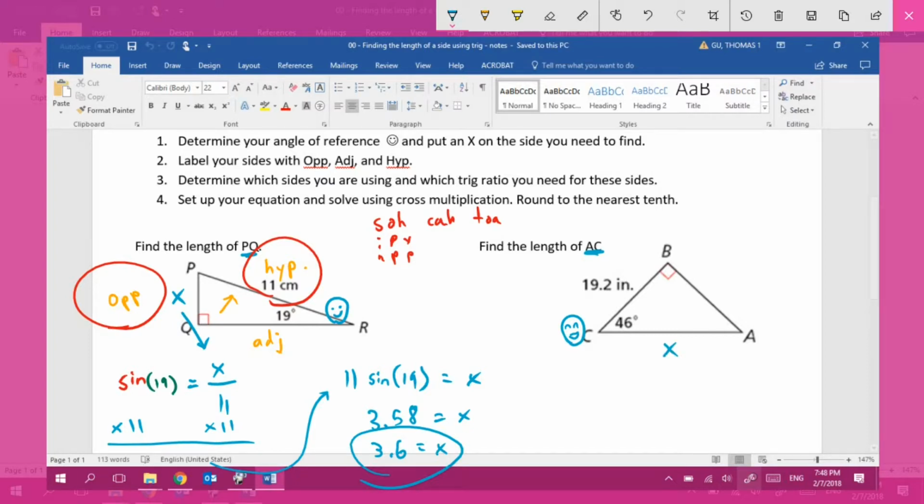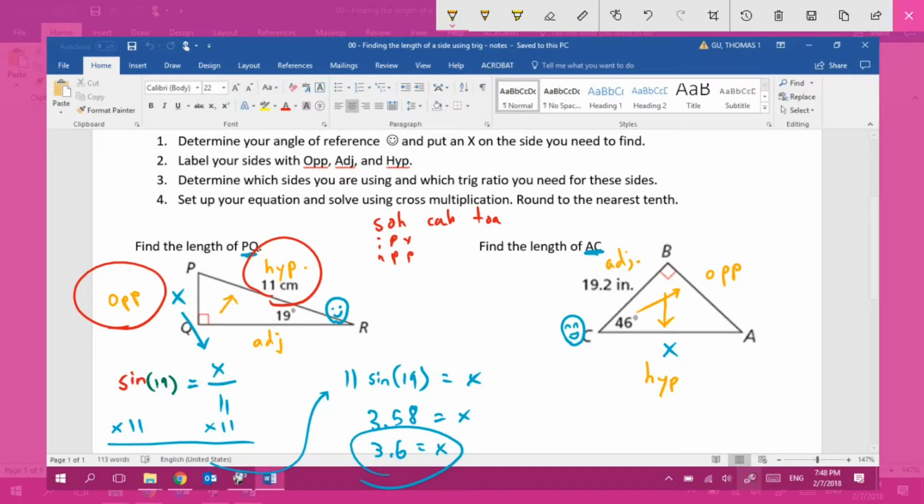Okay. Now we're going to label our sides with opposite, adjacent, hypotenuse. Hypotenuse is always across from the right angle. That's right here. Hypotenuse. Opposite is always the furthest away from the smiley face guy. That's over here. Because the smiley face is right there, okay? And then the adjacent is just what's left over. So that's this side over here, the 19.2.